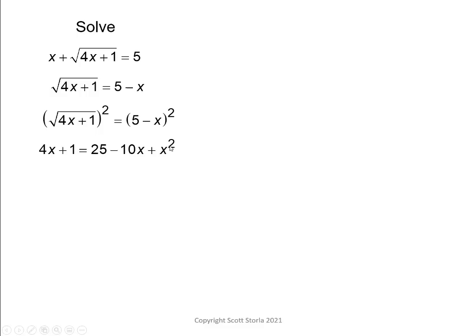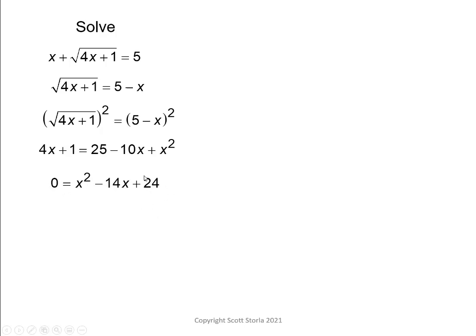Notice now that I have a quadratic equation. I can use the zero product method. I can use the quadratic formula. I'm going to try the zero product method first because if it works, it's faster. I'm going to subtract 4x from both sides and subtract 1 from both sides. That will set my quadratic expression equal to 0.